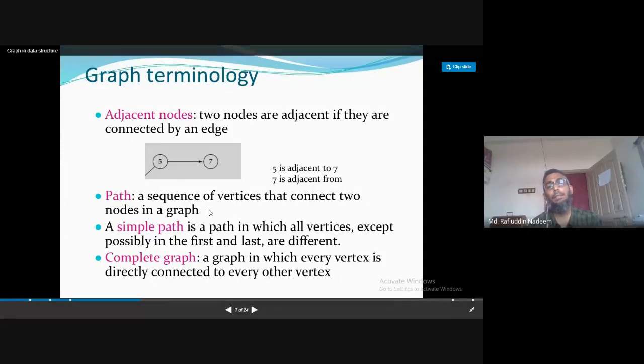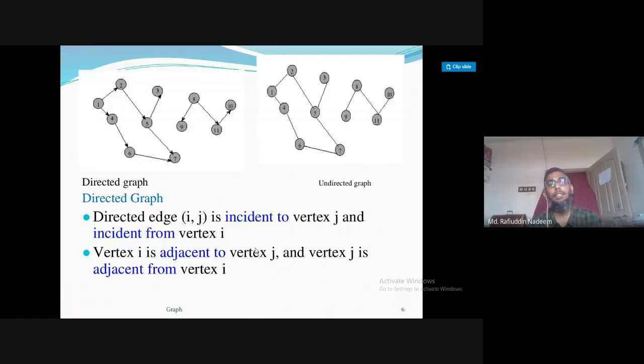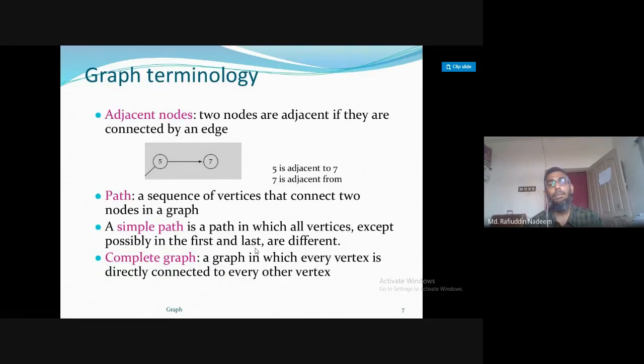A simple path is a path in which all vertices except possibly the first and last are different. So if all are different, except possibly the first and last, then it is called a simple path. Okay. Why it is mentioned like that is that sometimes you may start and want to end at the same point. In such a case, the first node and the last node will be the same.